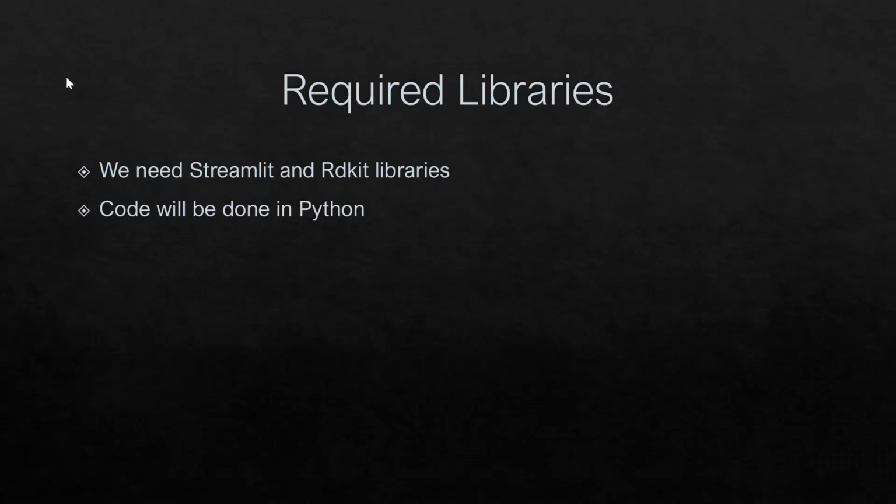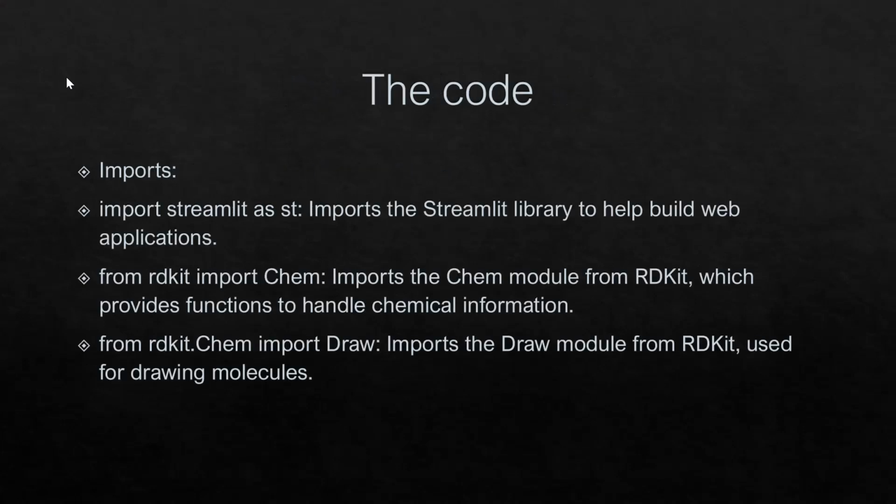Now we have done what we needed to do, the required libraries, we have gone through it. Now to the code. So first of all, what exactly are we doing? We are trying to create a molecular structure viewer for different kinds of compounds, and for that we are doing some imports. First, we are importing Streamlit as st, that is the Streamlit library to help build a web application.